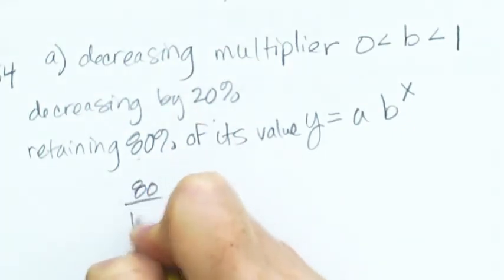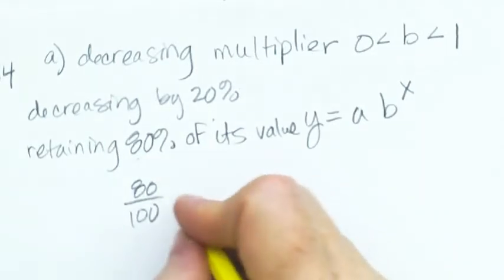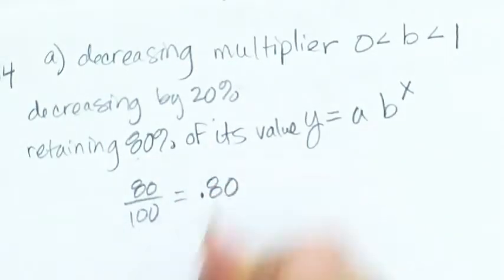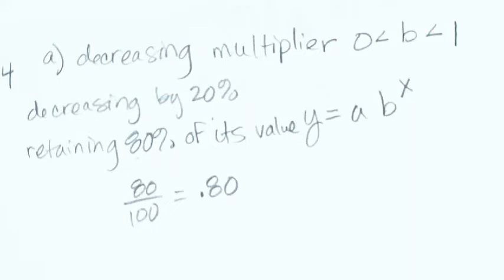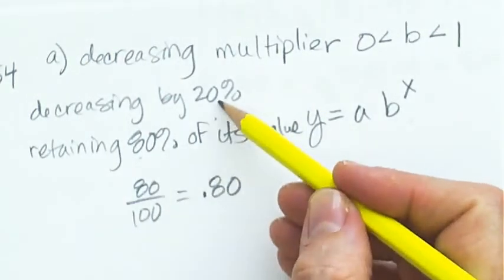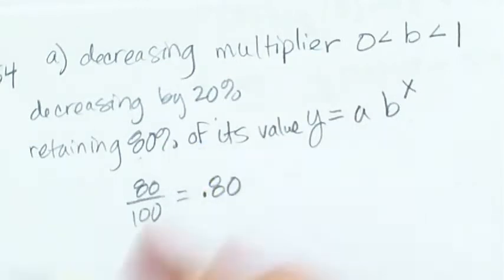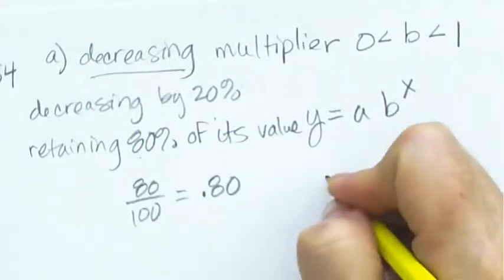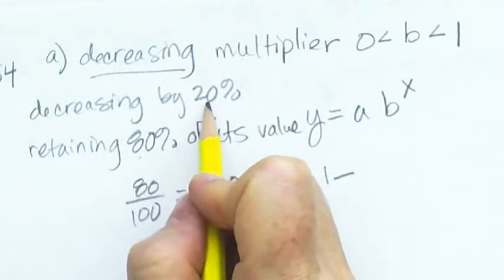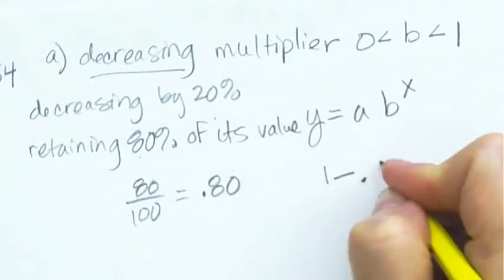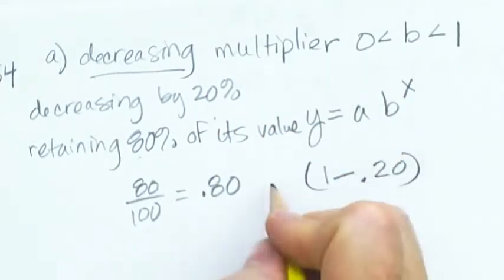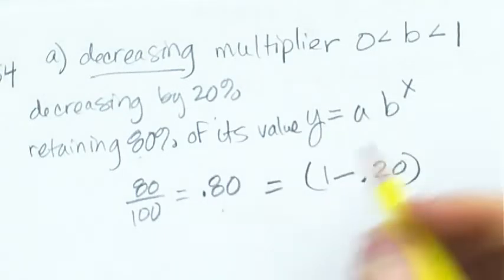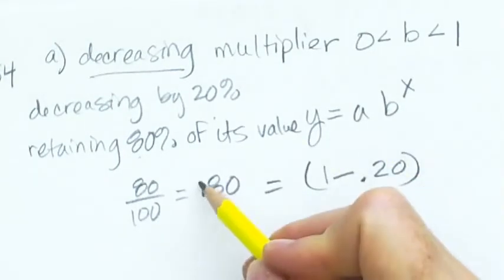And that's going to be my multiplier, 80%. 80% is 80 out of 100, which would be 0.80 as a decimal. Now that's one way to think of it. That's kind of how I think of it. If it's decreasing by a certain percentage, it's retaining another portion of its value. You could also just say if it's decreasing, it's going to be 1 minus whatever this percentage is. So 1 minus 20%, 1 minus 0.20 would also give you 0.8. So then B is 0.8.